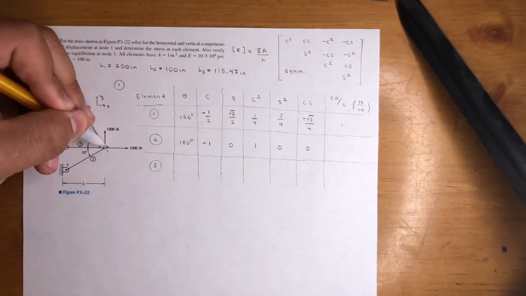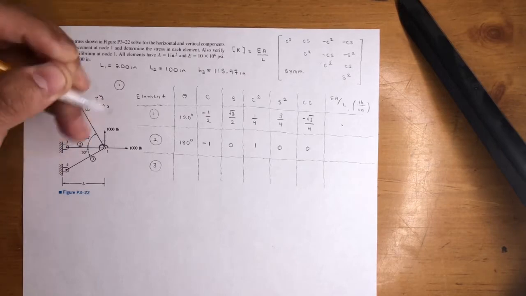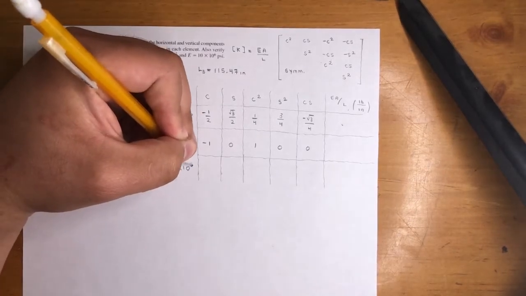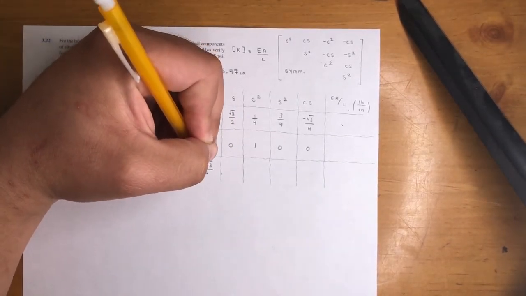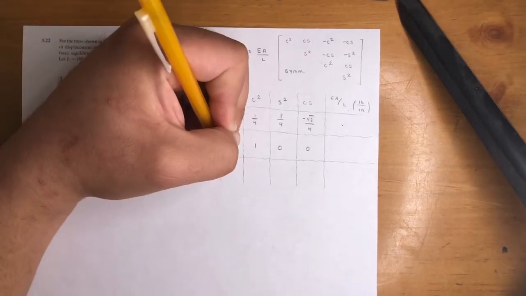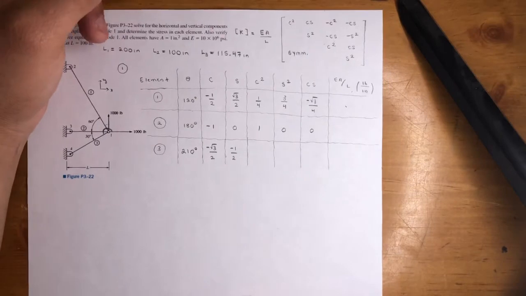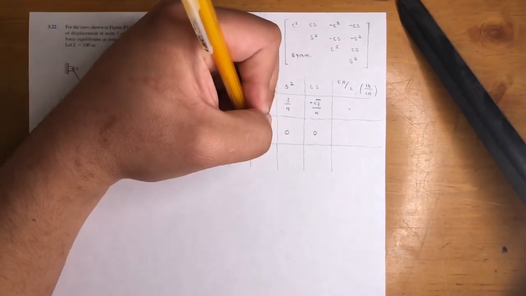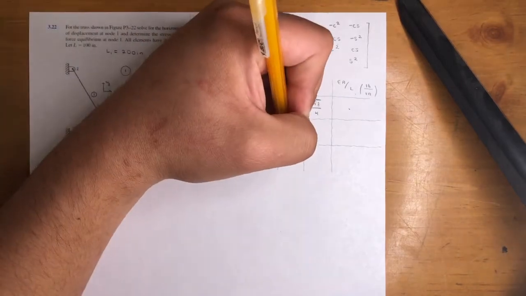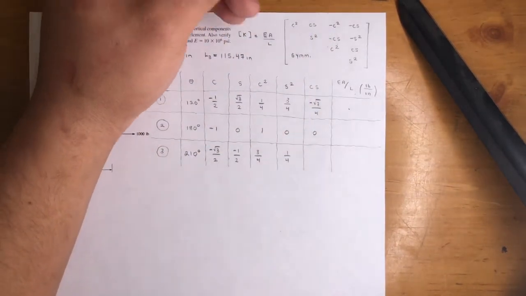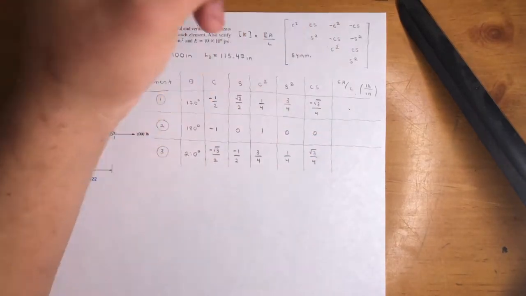Finally, for the next one, again you measure from the positive x-axis all the way to the beam. So that's 180 plus 30, which is 210 degrees. Cosine is negative radical 3 over 2, and sine is negative 1/2. Cosine squared is 3/4, sine squared is 1/4, and cosine times sine is radical 3 over 4.